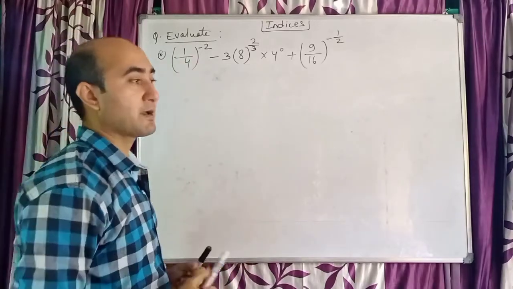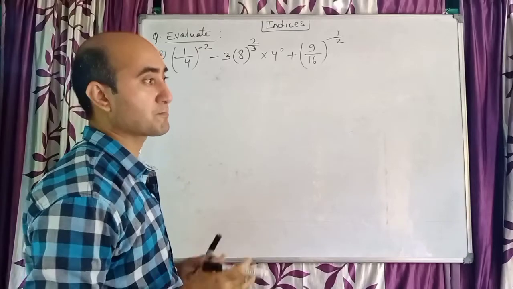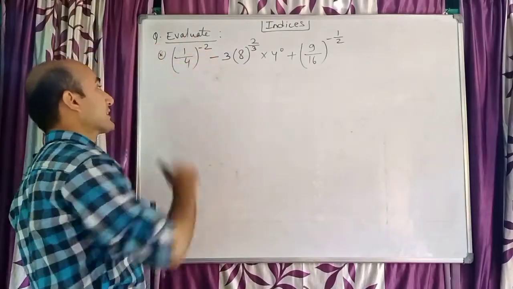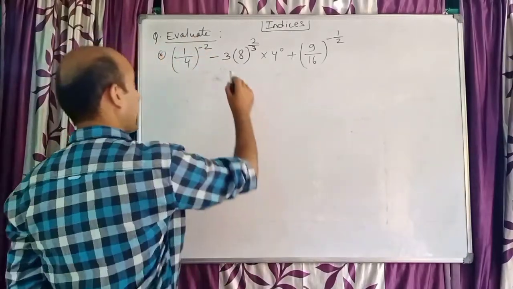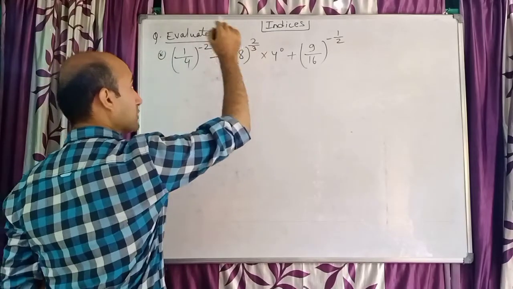So again here we have minus power. We'll try to make it plus power, positive power, by interchanging numerator and denominator. And here we have minus 3 multiplying with 8 to the power 2 by 3.